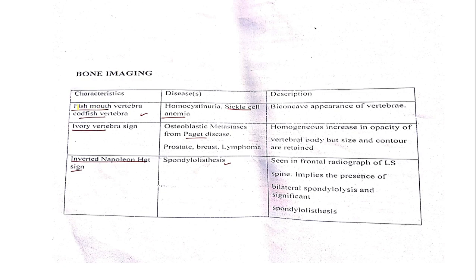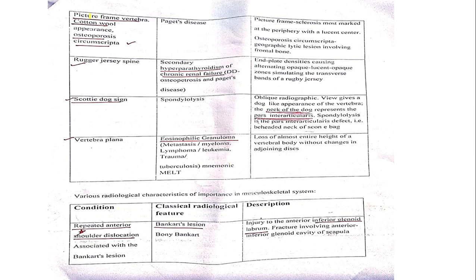Fish mouth vertebra or codfish vertebra are seen in homocystinuria and sickle cell anemia. Ivory vertebra sign is seen in Paget's disease. Inverted Napoleon hat sign is seen in spondylolisthesis. Picture frame vertebra, cotton wool appearance, osteoporosis circumscripta are seen in Paget's disease.